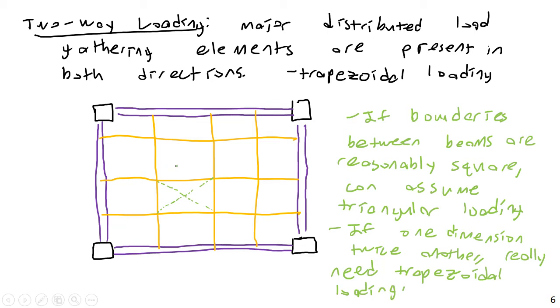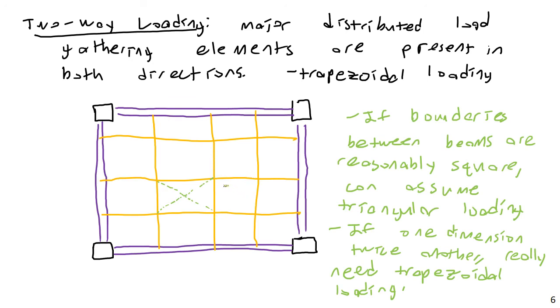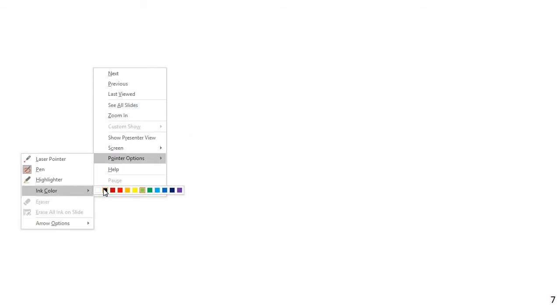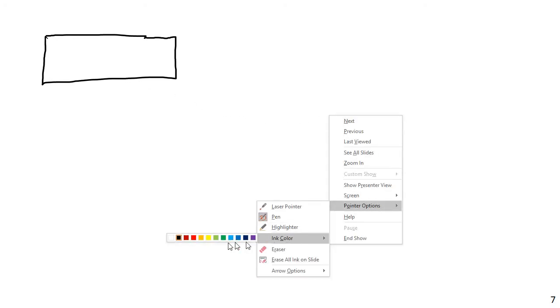If the boundaries between beams make a very square shape, it's reasonable to assume this kind of triangular distribution. But what if I have beams that are laid out in more of a rectangle, and the boundaries are more like this? If I assume triangular loading, I would end up with something like this. But let's look at this piece right here.